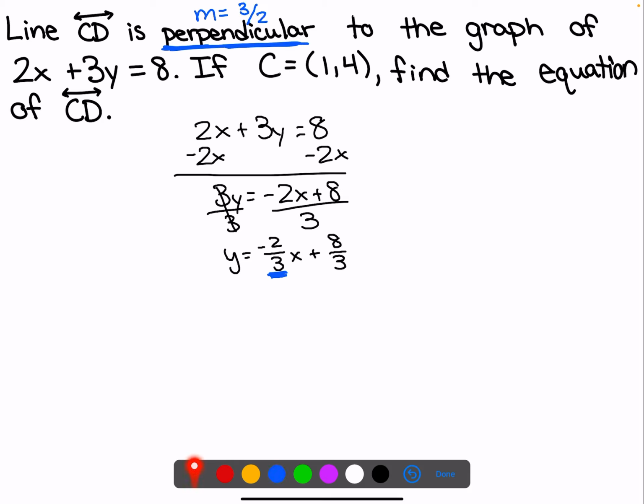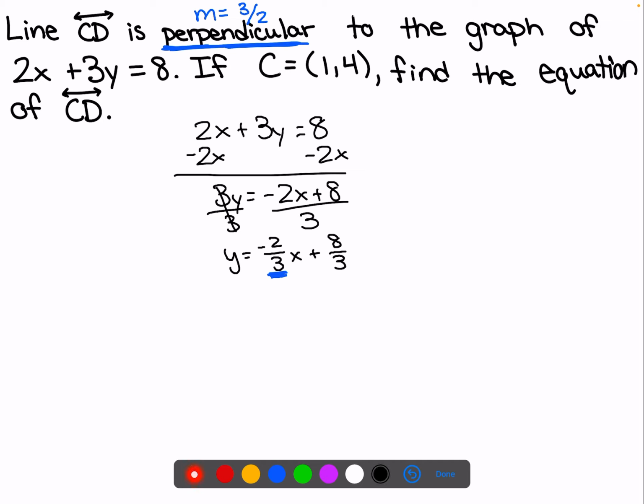Positive 3/2. Because again, opposite reciprocal slopes if it's perpendicular. So you flip your fraction and change the sign, whether it was positive or negative. Now that we have this perpendicular slope, we're going to use our point to write our equation in point slope form.